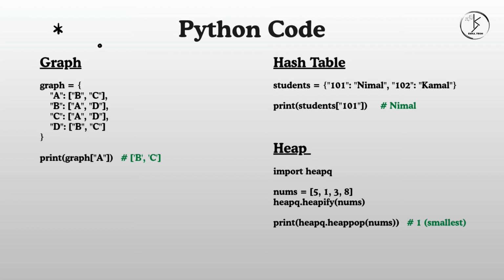A heap is a special binary tree structure used for efficiently finding the smallest or largest element. heapq.heapify(nums) converts the list into a min-heap, meaning the smallest number always stays at the top. heapq.heappop(nums) removes and returns that smallest value, here 1. Heaps are often used in priority queues or sorting algorithms.